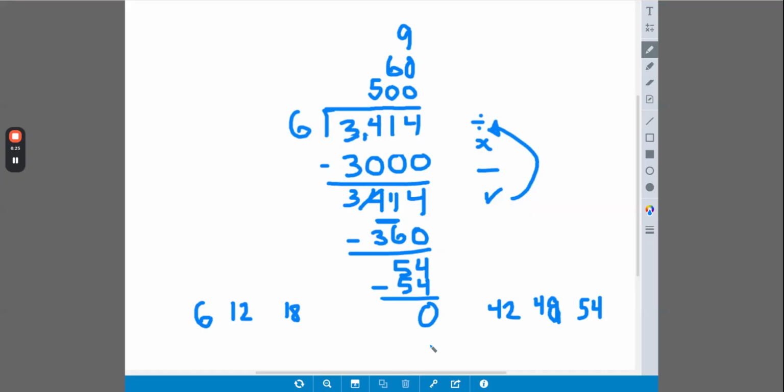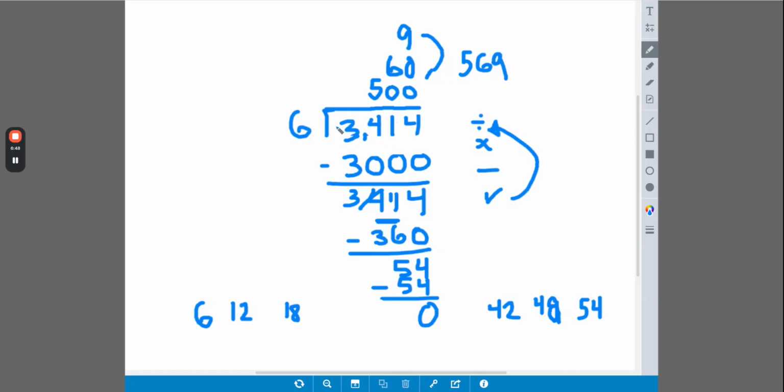So if the number is less than 6, I can't divide it up anymore. And 0 means you've divided it all up equally. So this ends up being 569 because I add all the partial quotients up together to get my final answer. Okay, and then this one is done.